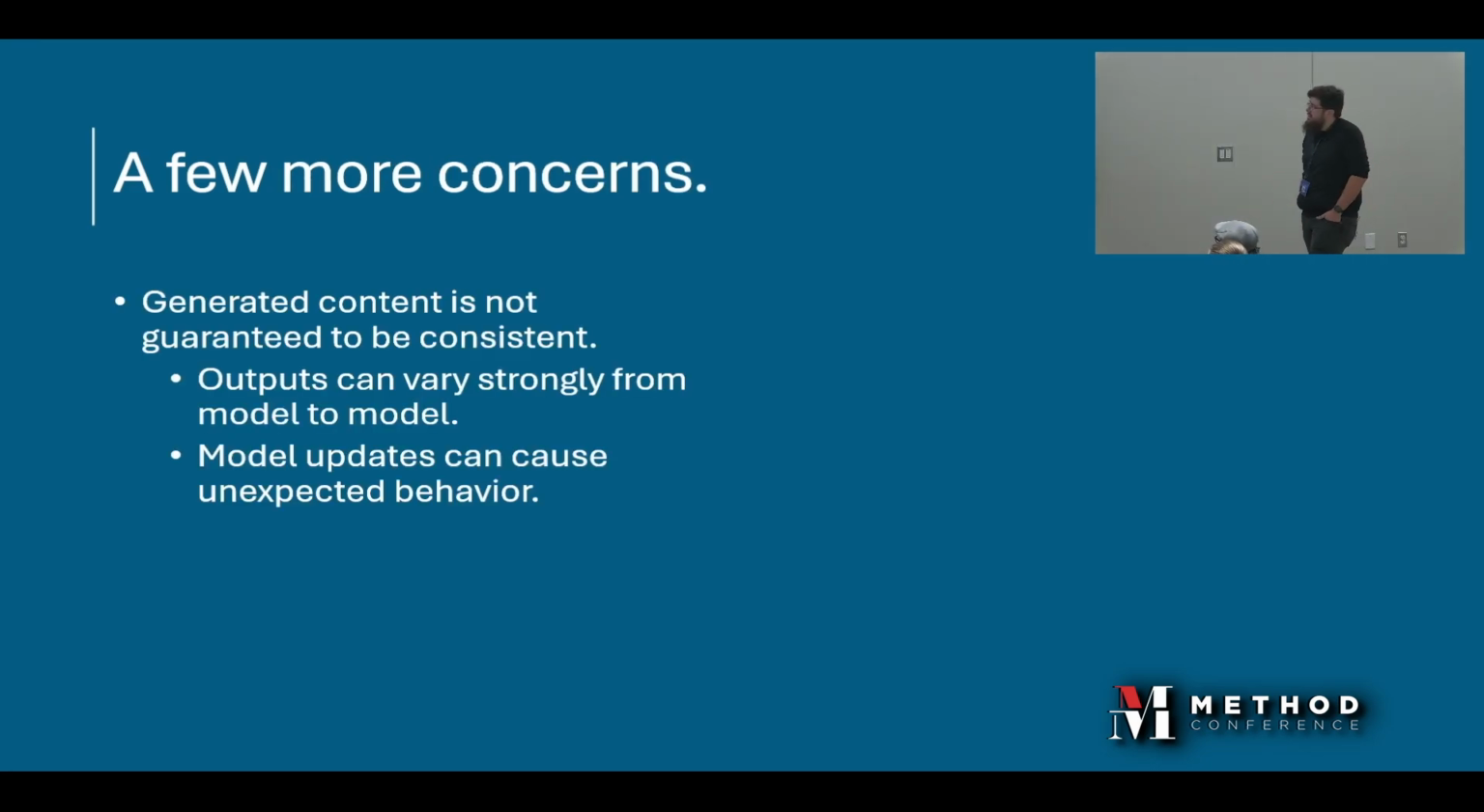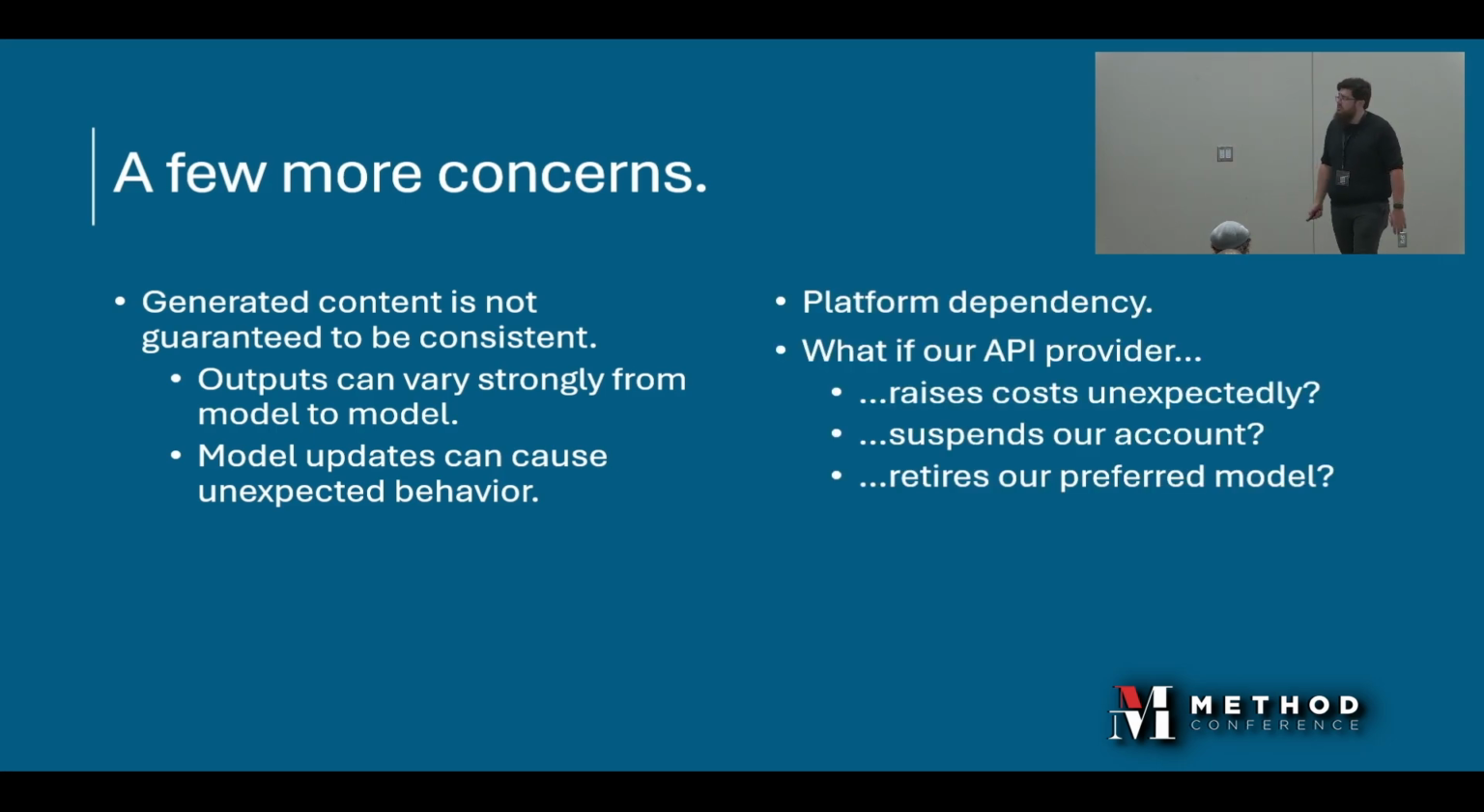A few more concerns, right? The content is not guaranteed to be consistent. If you use Gemini's models or Gemini's API, it's different than OpenAI's. We found that out the hard way, right? And model updates can cause unexpected behavior. That's why the APIs they provide, for example, OpenAI has GPT-4o latest. I think they have GPT-4o August 8th, 2022. You can specify it before they made a major revision, right?